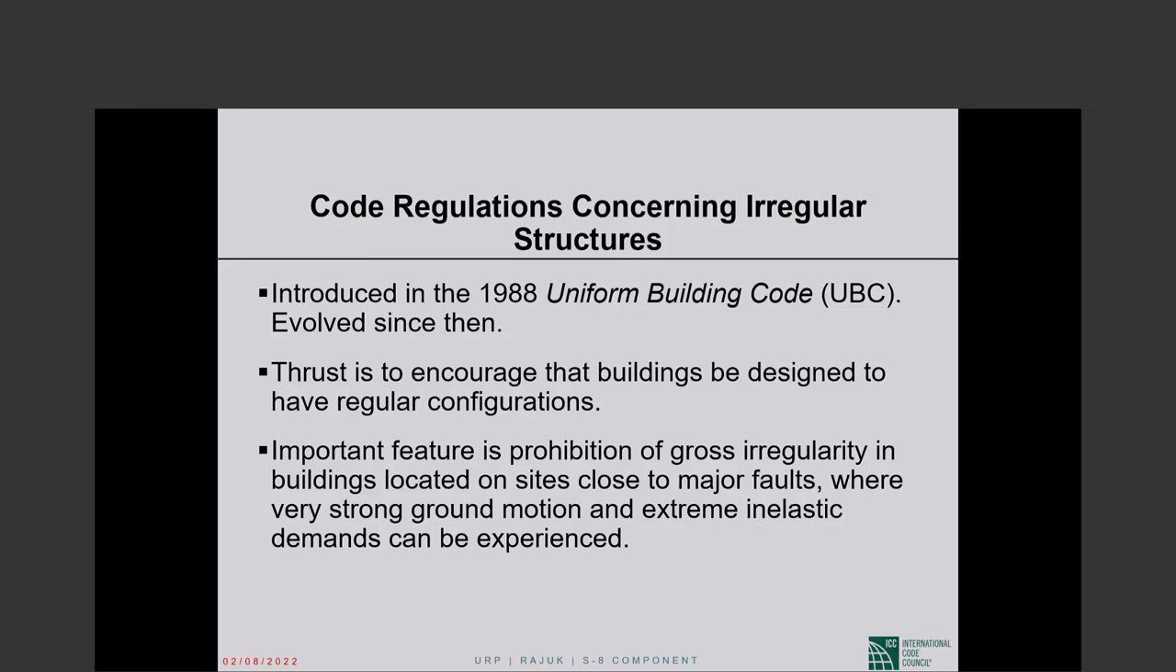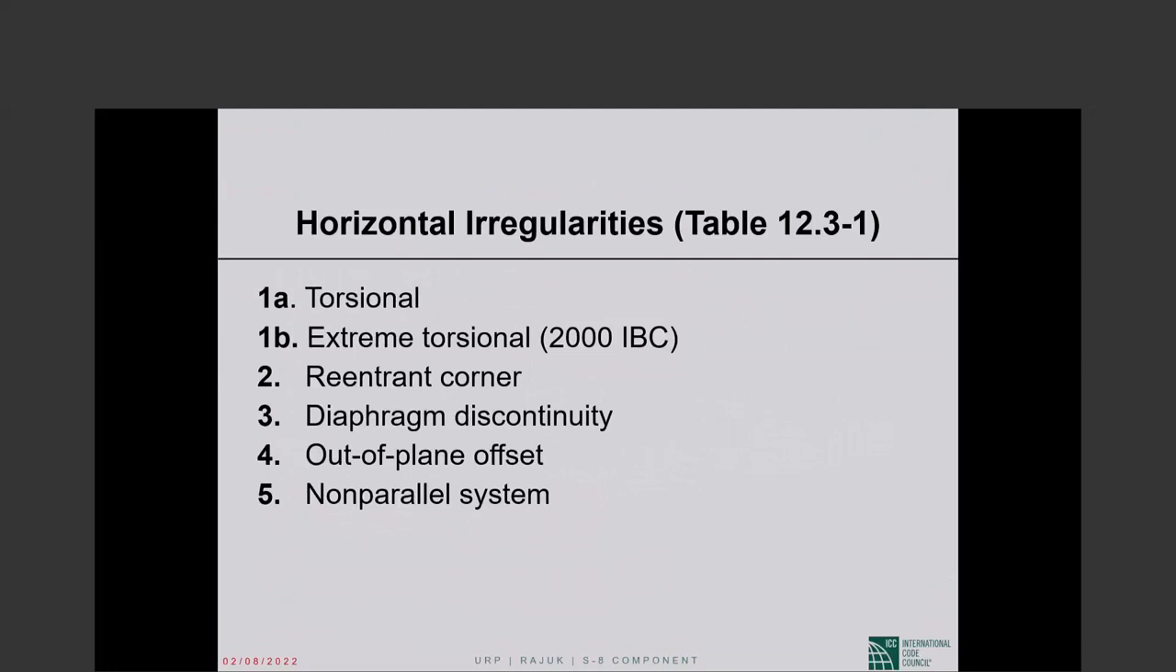regular configurations. An important feature is the prohibition of gross irregularity in buildings located on sites close to major faults, where very strong ground motion and extreme inelastic demands can be experienced. So there are sometimes downright prohibitions. You cannot build irregular structures close to a major fault that can generate large earthquake ground motion.